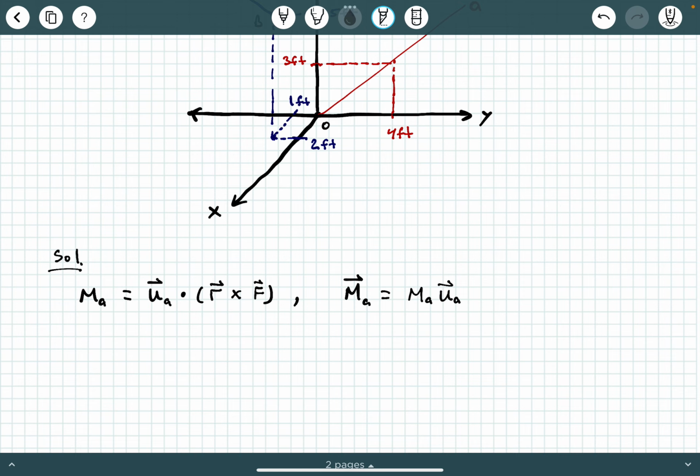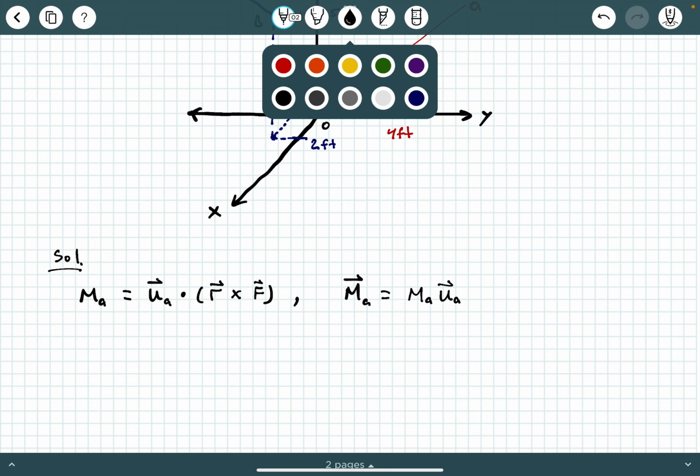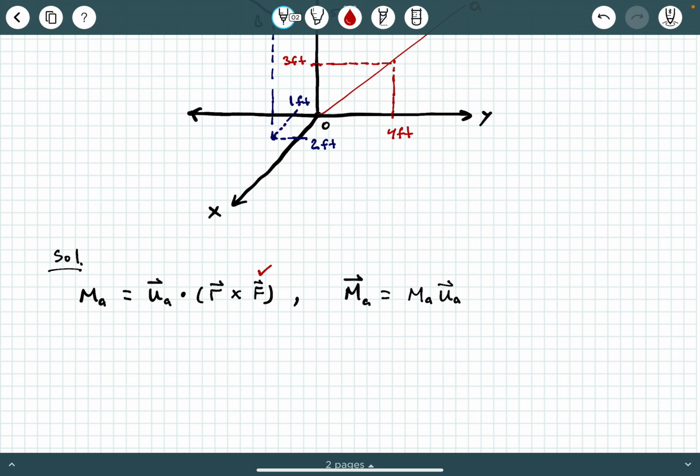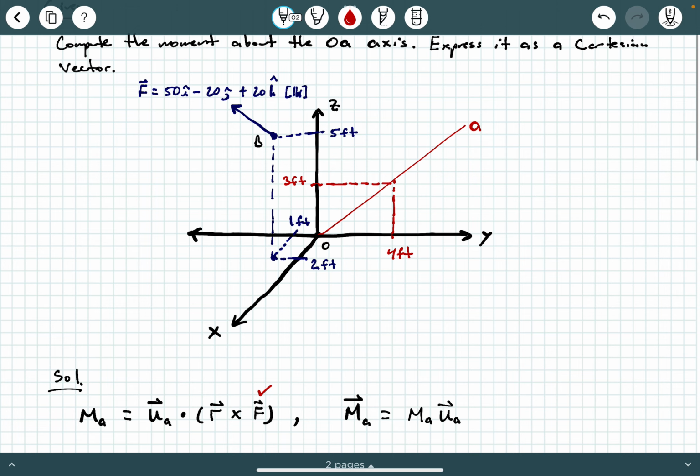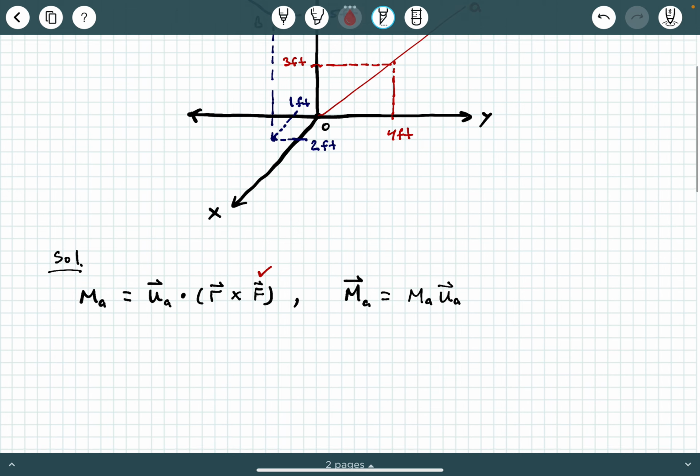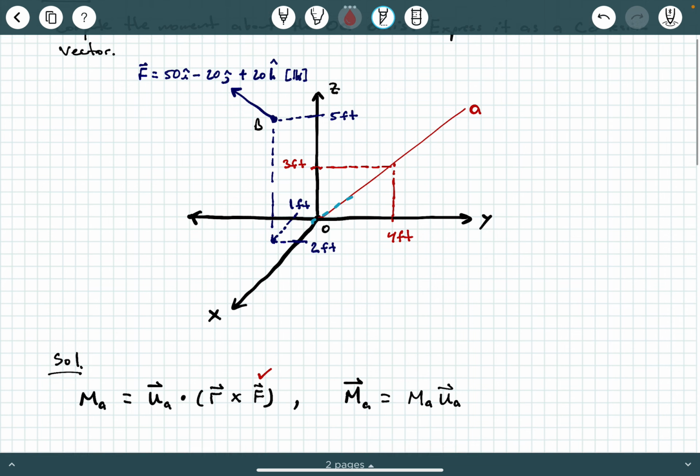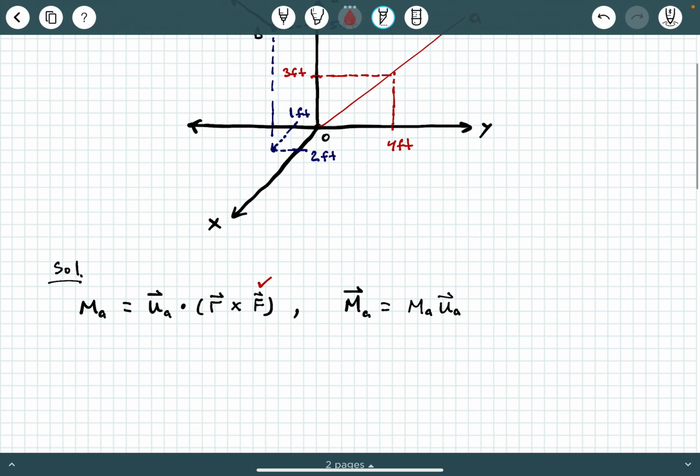Now, we've got to figure out what all of these things are. Well, we already know the Cartesian force vector F. That's given to us up here. No problem. What we need is the unit vector that defines that OA axis, and then we need a certain type of position vector. Let's get that unit vector that defines the A axis. I'm going to say u sub A, and we can get that by saying that's just r sub A divided by the magnitude of r sub A.